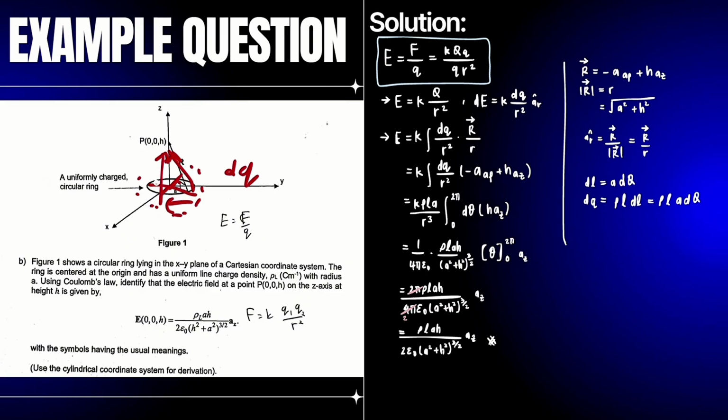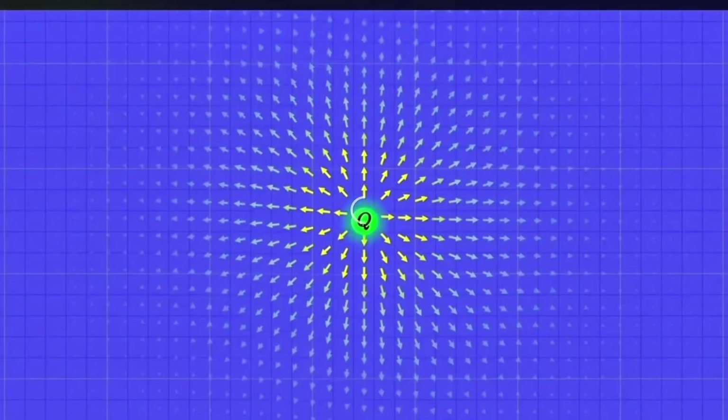And when solving, we can cancel out the a_ρ direction because at every point it cancels each other out, so only a_z remains. Integrate with bounds from 0 to 2π for a whole circle, and you'll be able to prove it.